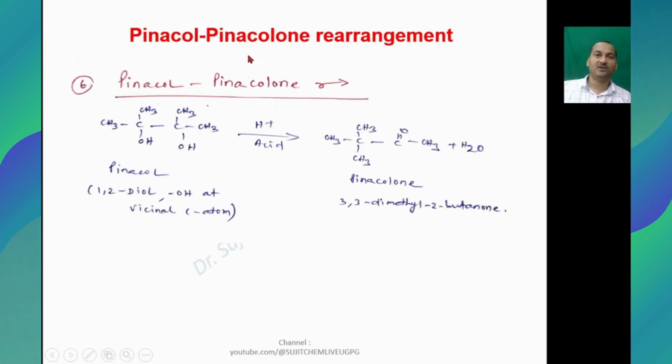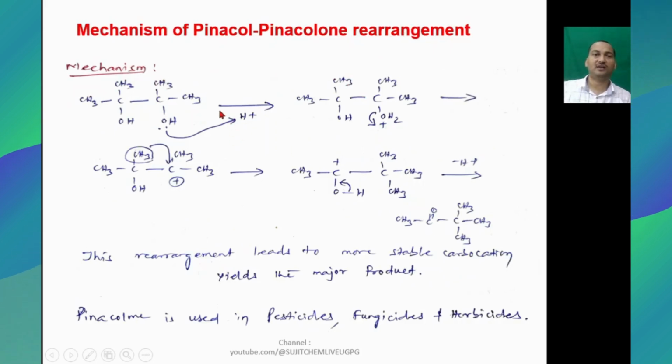So next is Pinacol-Pinacolone rearrangement. So this is the compound called Pinacol, 1,2-diol. So that is the hydroxyl groups at vicinal carbon atoms 1, 2. So that is called vicinal diol. So this upon treatment with acid catalyst, you will end up with this keto compound, Pinacolone. This is known as 3,3-dimethyl-2-butanone. So let's see how that reactant is converted to product.